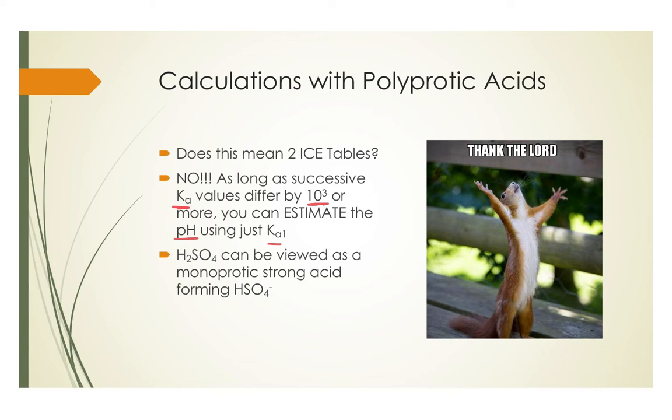Right? So one thing that happens here as you think about this is H2SO4 can be viewed as a monoprotic strong acid forming HSO4-. So the strong acid reaction with sulfuric acid is H2SO4 goes to H+ and HSO4-.